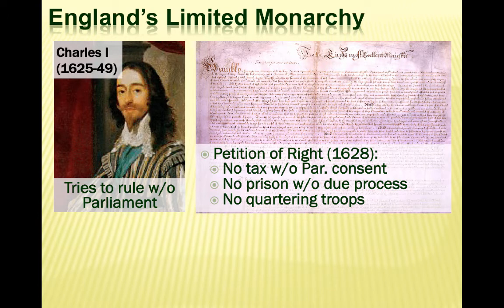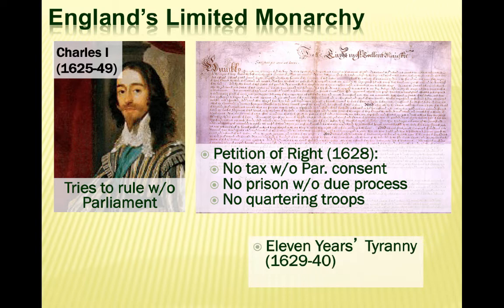For example, the monarch could not tax without Parliament's consent, or imprison people without due process, or quarter troops in people's homes. If any of this sounds familiar, these laws would eventually find their way into the United States Bill of Rights. Nonetheless, Charles I and Parliament were deadlocked. So from 1629 to 1640, he ruled without any parliament of any kind, in what the English called the 11 Years' Tyranny. This led to revolts and would eventually plunge England into a bloody conflict.